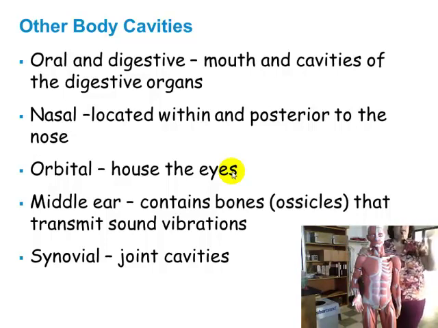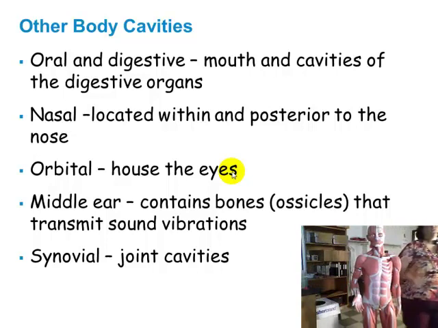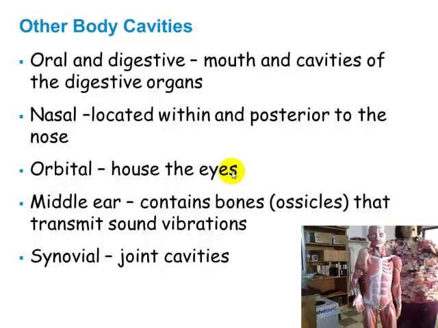There's a space there. Then in all of your joints, which we'll spend a lot of time talking about in Chapter 8, we have joint cavities, and those are called synovial cavities. Those are not open to the external environment. Those are closed, and they have a very special function, which is basically to allow for movement.